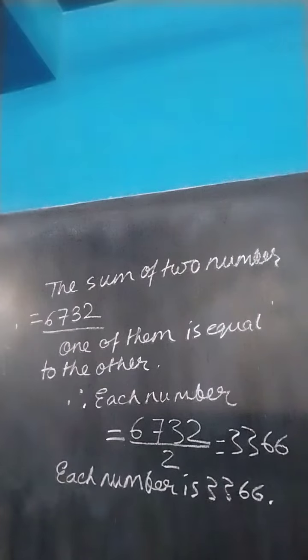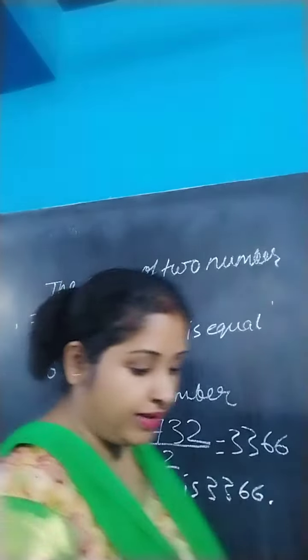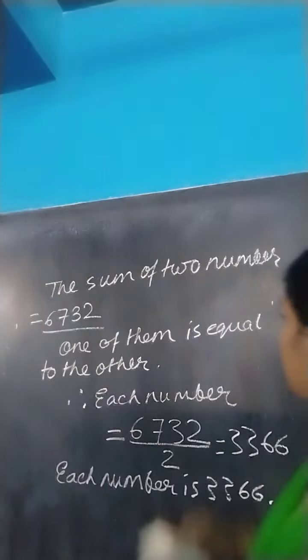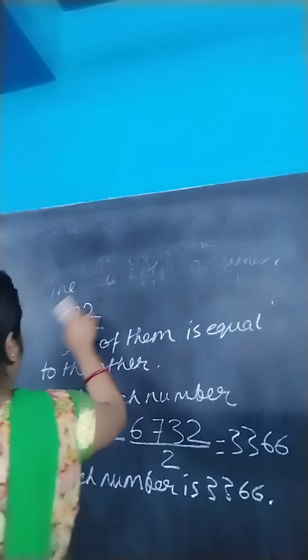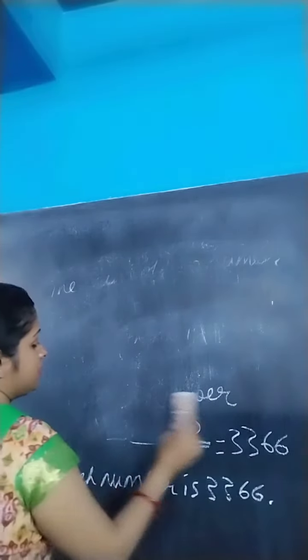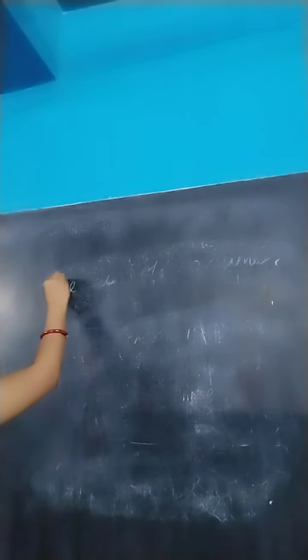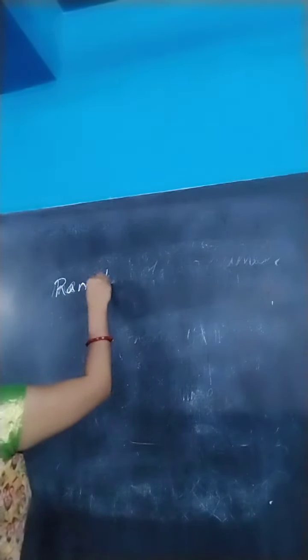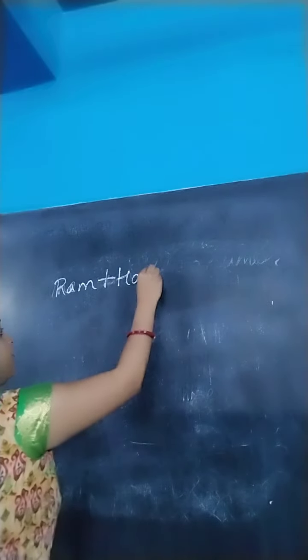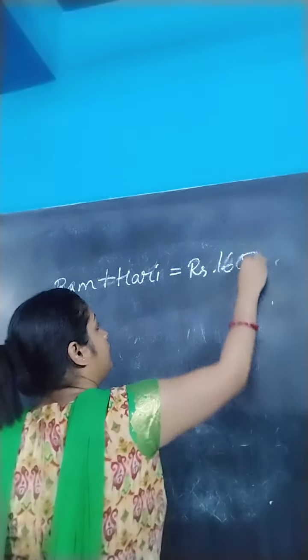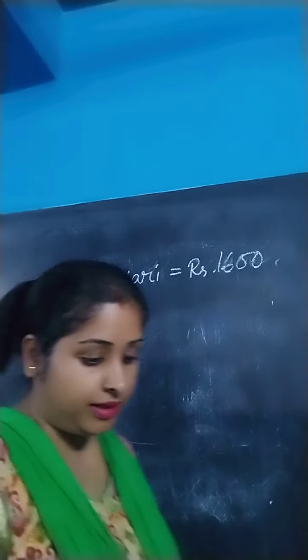Now very quickly moving on to the next sum. In the next sum it is given that Ram and Hari together have 1600. I am rubbing the first sum in order to do the second sum. Ram plus Hari is having rupees 1600. Very good. Let's see the next part.